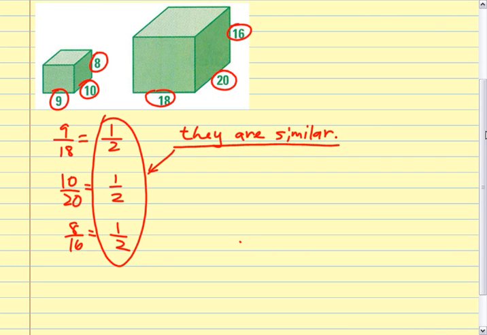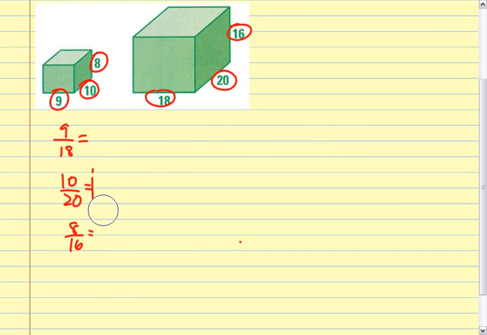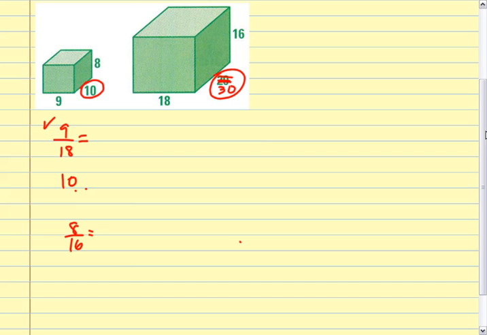Now let me ask you something. I want to change something for just a second. Let's say that all of this was exactly the same except this was 30. So that means that I would get 9 over 18, that's the first one, but then the second one would be 10 over 30 instead of 10 over 20. And then the last one is still 8 over 16.